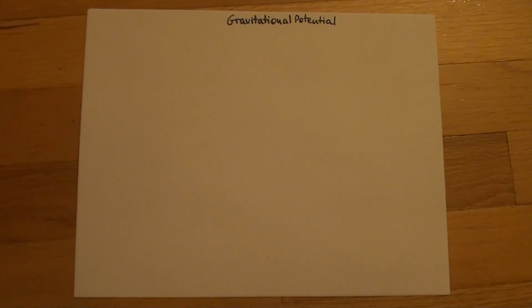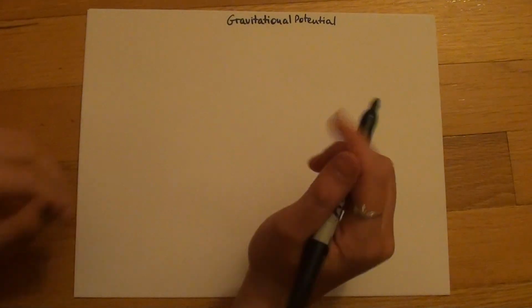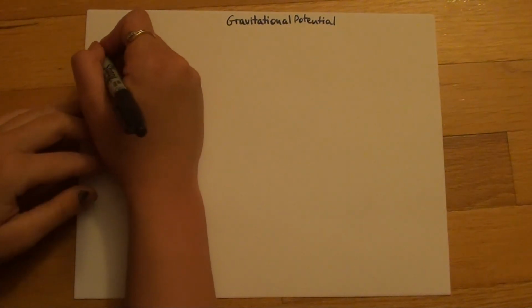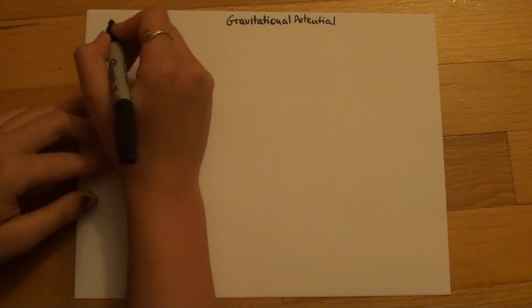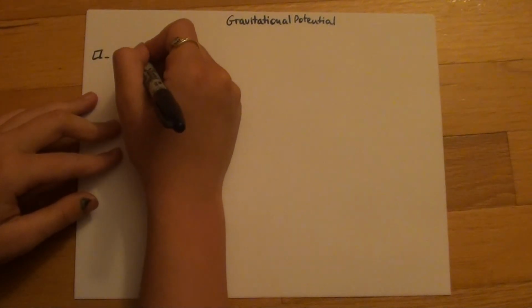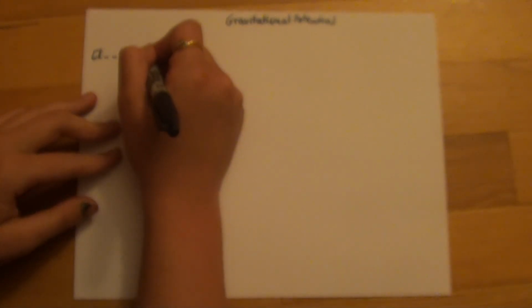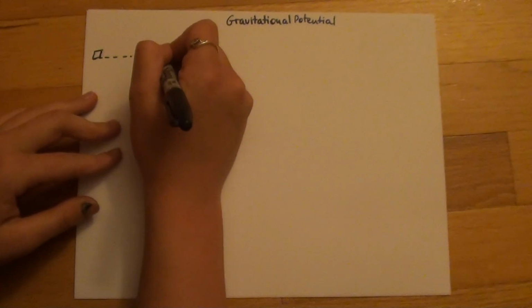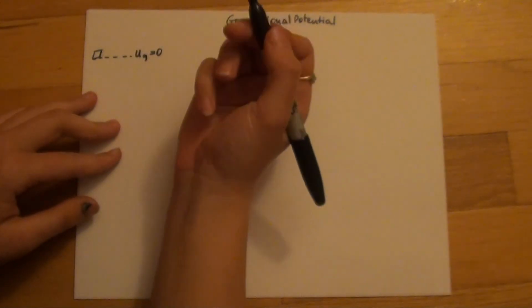Okay, so today I will be discussing gravitational potential. And to start, let's look at a very simple example. Let's say we have a box of mass m at some height that gives us a gravitational potential energy of 0. So its height will be 0.